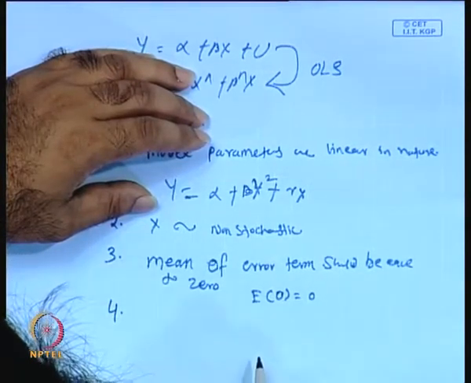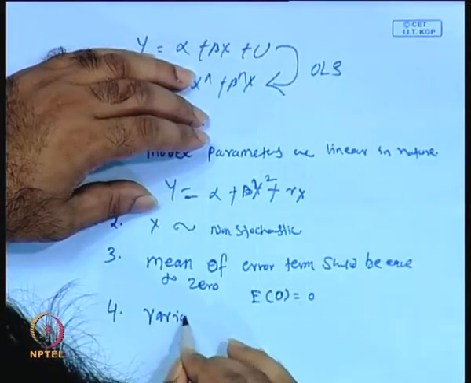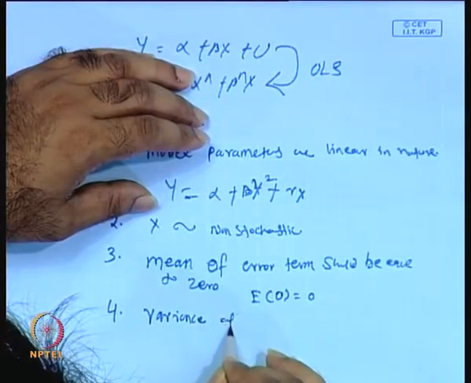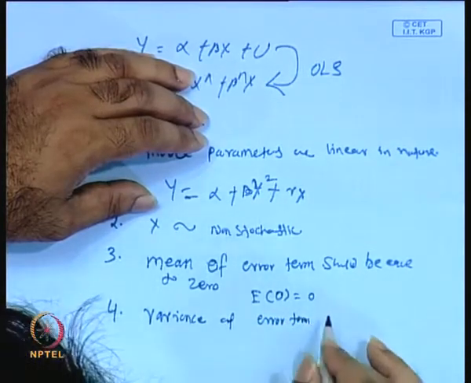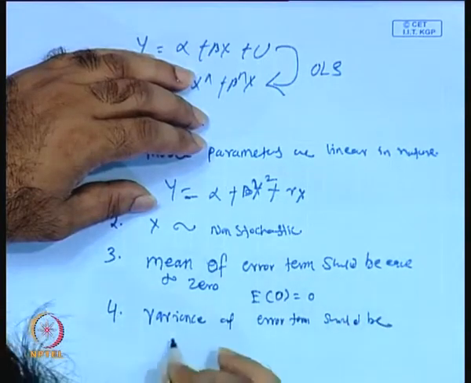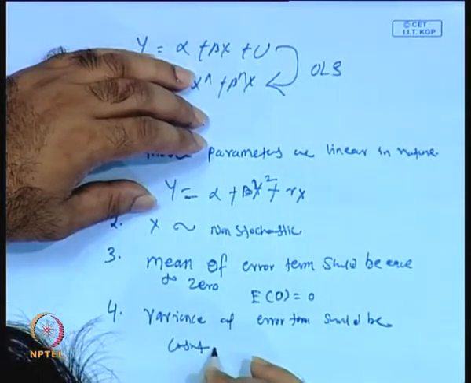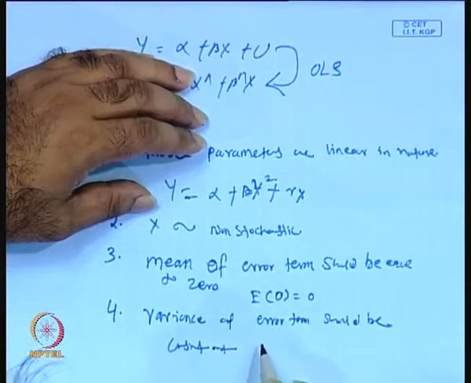Then the fourth assumption is that the variance of error terms should be constant. The variance of the error term should be constant. What does that mean? What is variance here?